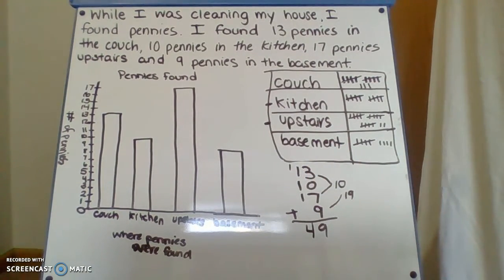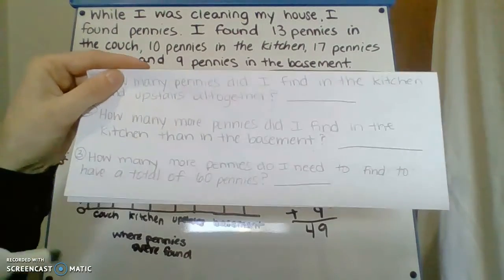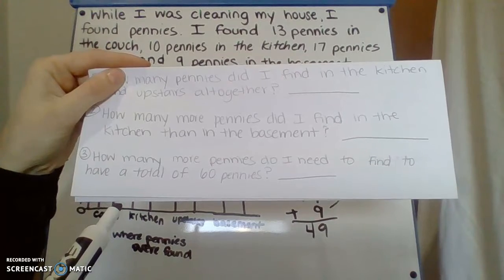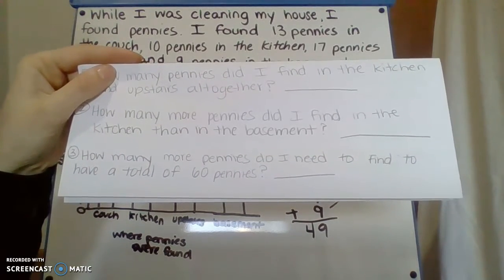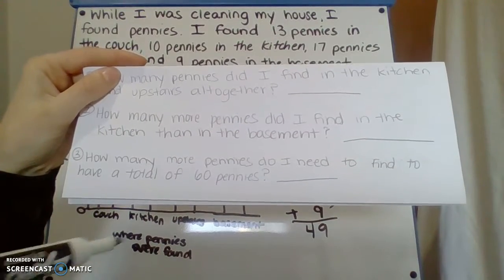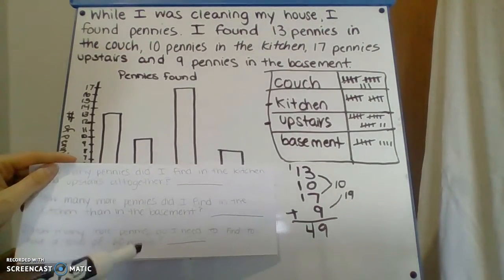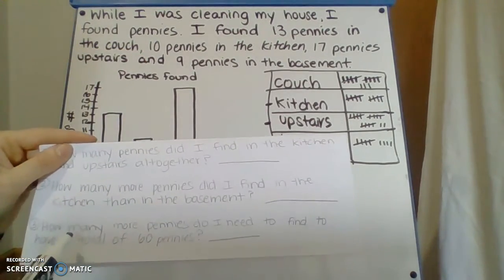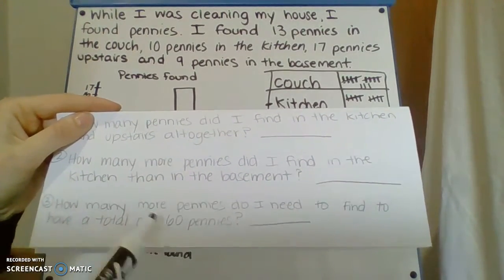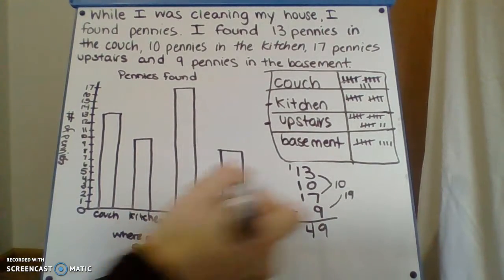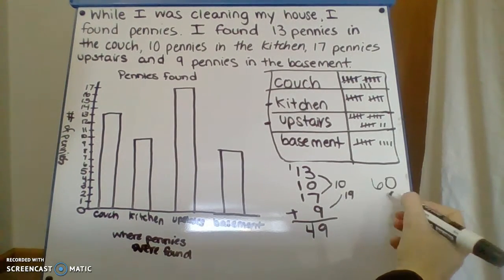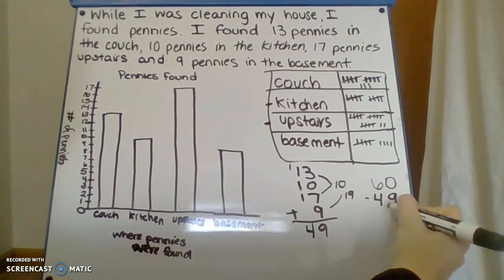Now, go back to your question. It says, how many more pennies do I need to find to have a total of 60 pennies? Did you answer your question yet? You should be shaking your head. No, you didn't answer it yet. This is how many total pennies you have now, that 49. You need to figure out how many more pennies you need to get to 60 pennies. That how many more is going to tell you to subtract. So you're going to take that 60 and you're going to subtract 49 from it.